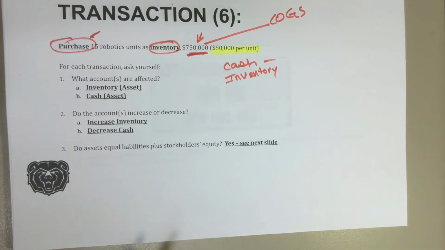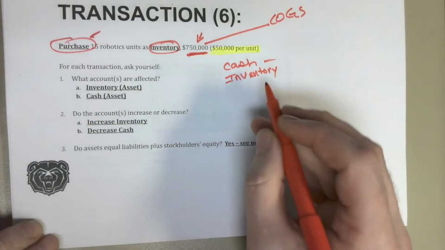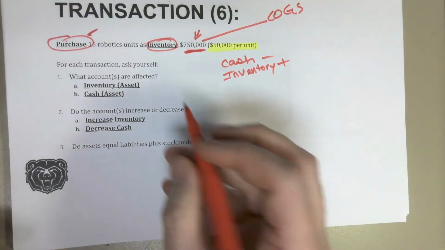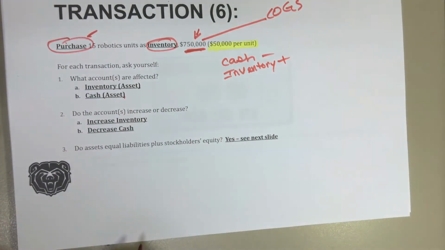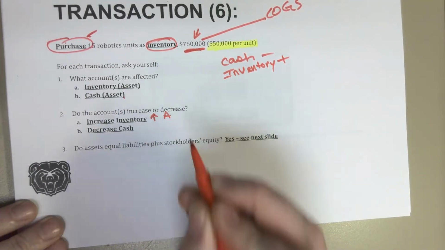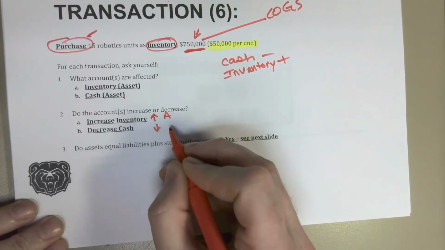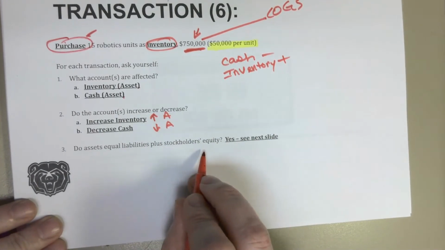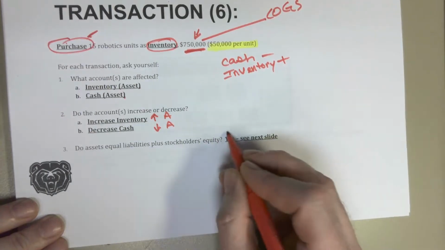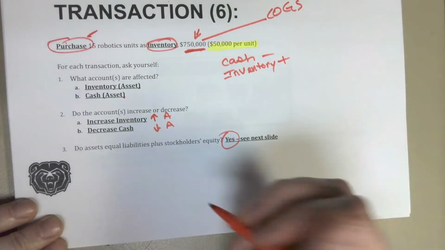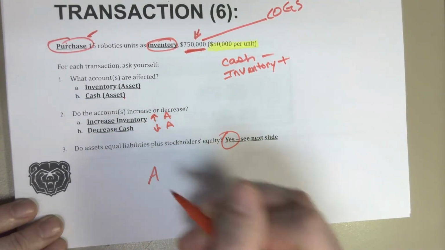our income statement. Okay, so we decreased our cash, we increased our inventory, right? So what accounts are affected? Inventory and cash. Do the accounts increase or decrease? Well, we increased inventory, we said that, that's an asset. And we decreased cash, again, that is an asset. Do assets equal liabilities plus stockholders' equity? Yes, absolutely they do. We'll show that on the next slide to you. But again, we can see we had a net zero impact, right?